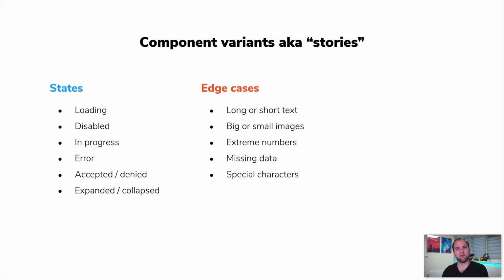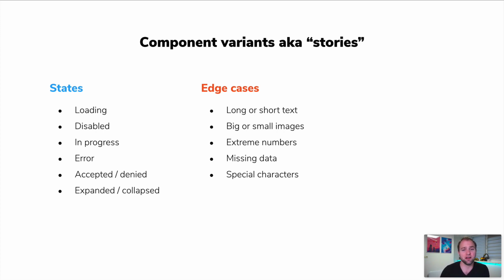And then take it one step further, you get to think about the edge cases that this component could have. Long or short text: what happens if you pass a very long text into a particular component? How does the text wrapping work? Or does it truncate or something like that? Big or small images, same thing. Do you scale the image, or do you crop it, or what happens? Extreme numbers: say something takes a number, what happens if you pass in a negative number, or 0, or a million?